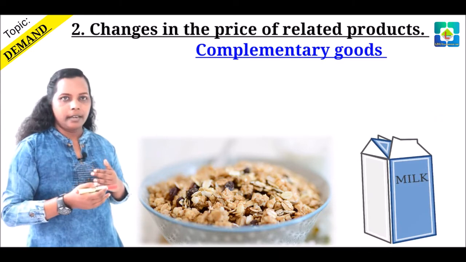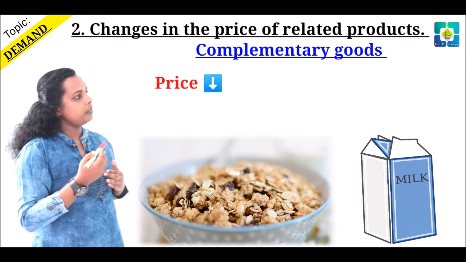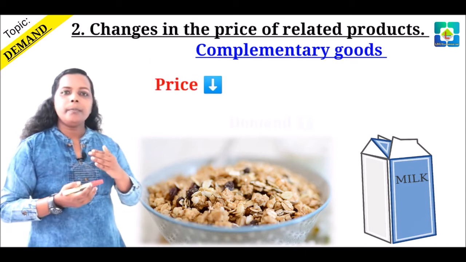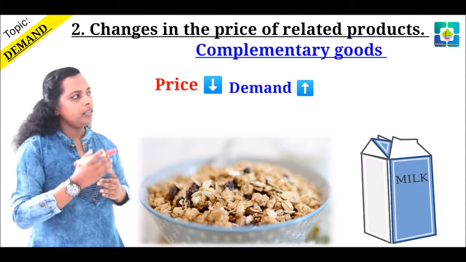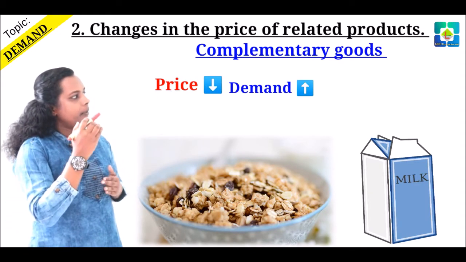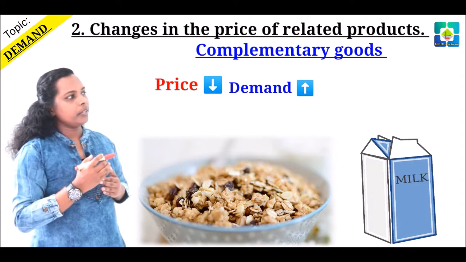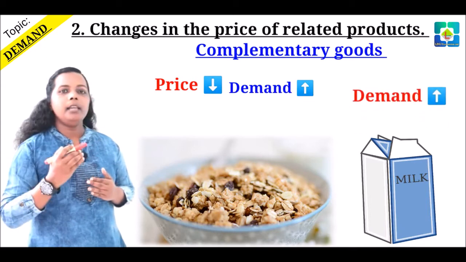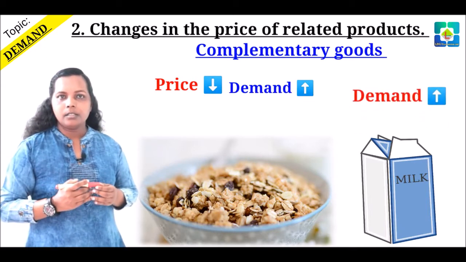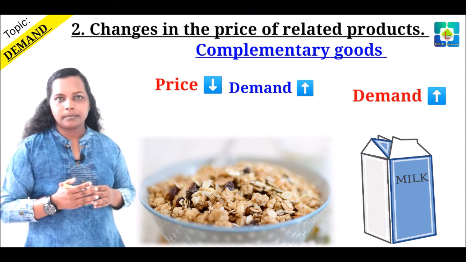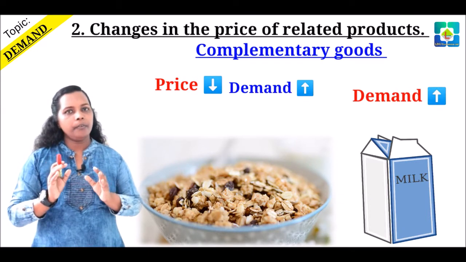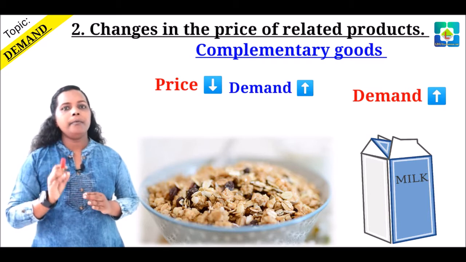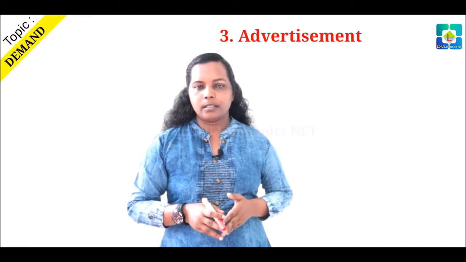On the opposite side, when the cereal price decreases, the consumer prefers to buy more cereal than other substitutes. In such a situation, people prefer more cereal. As a result, the demand for milk also will increase. So they are interconnected. The prices of substitute goods and complementary goods are two factors affecting the demand for a product. The next point is advertisement.